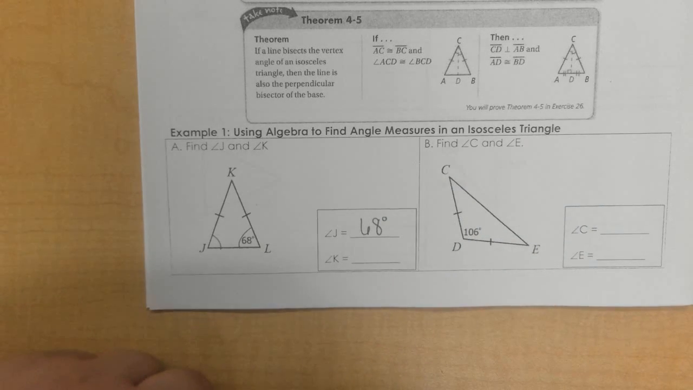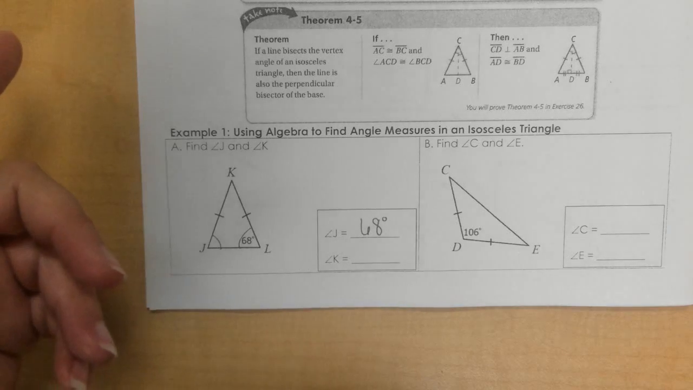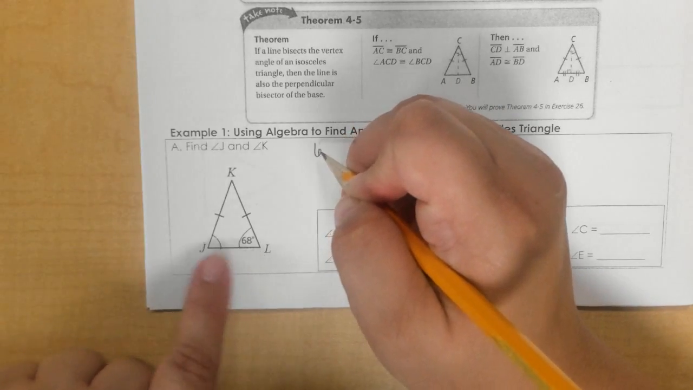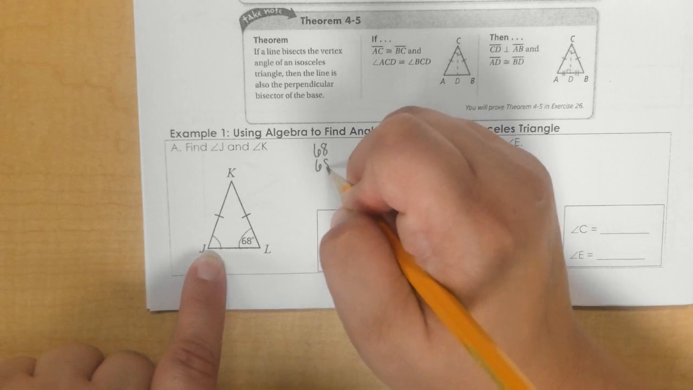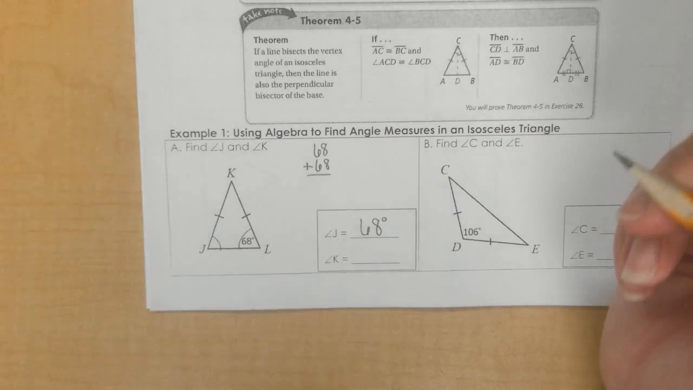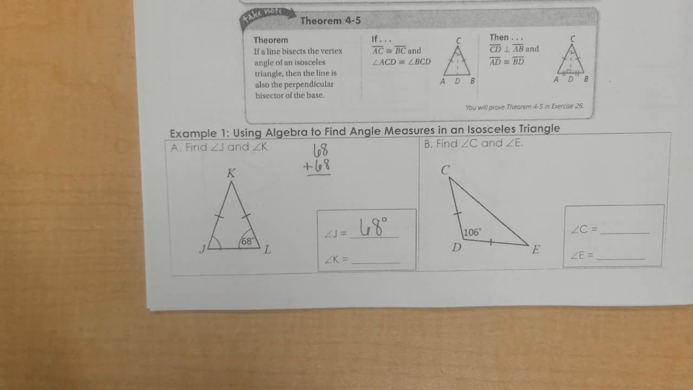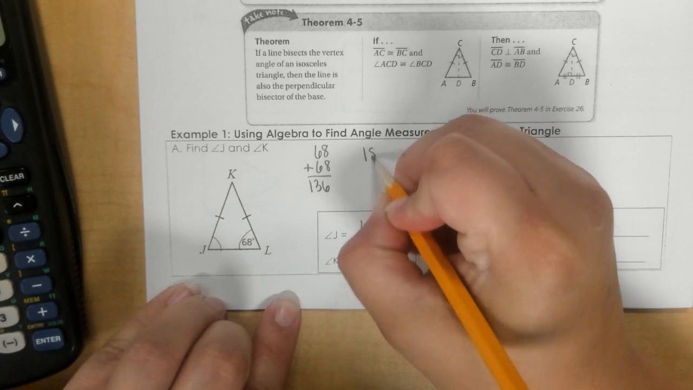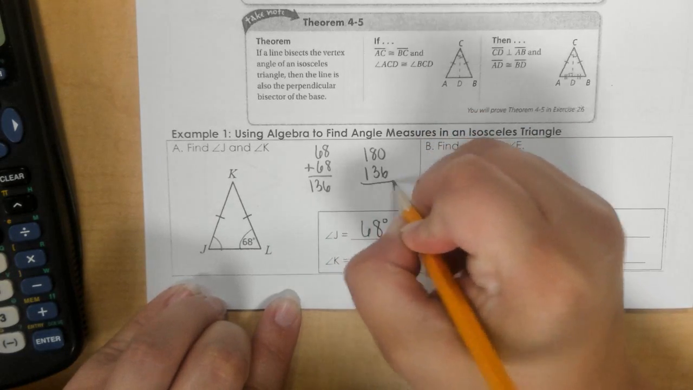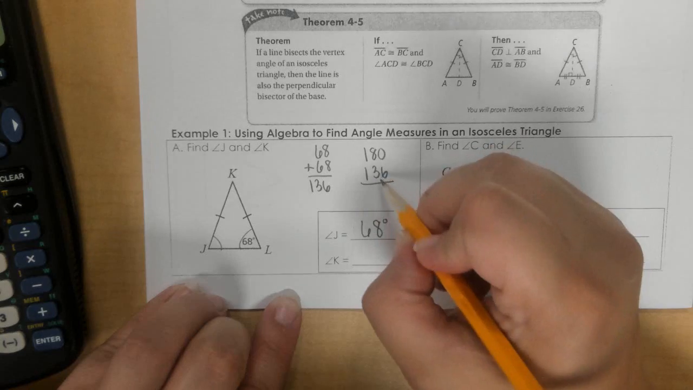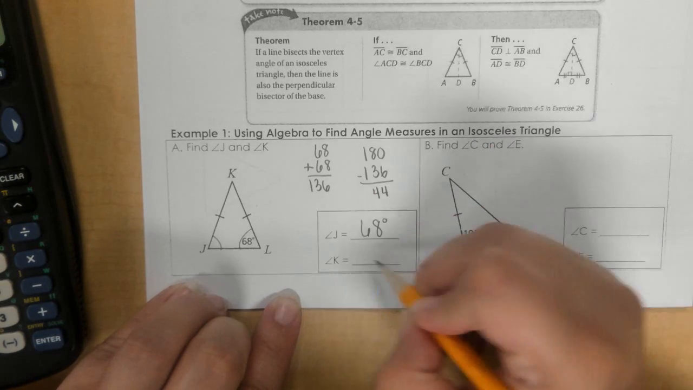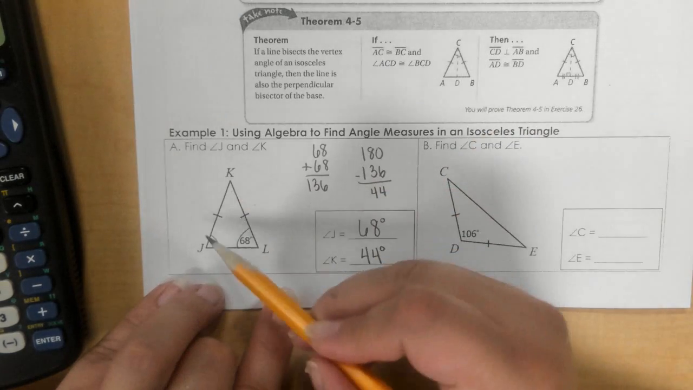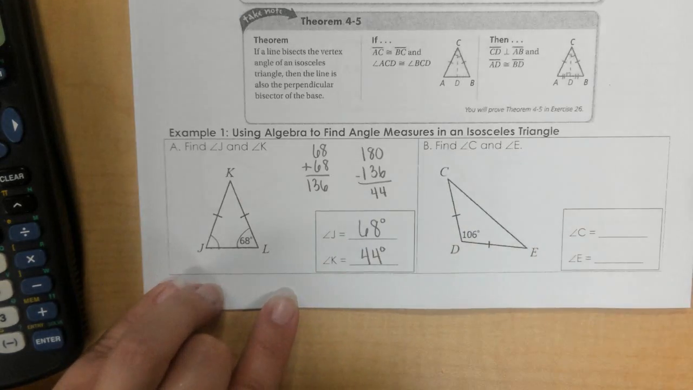Then in day 1, you learned that a triangle has a total of 180 degrees. So if I take my two 68-degree angles and add them together, we would get 136. If we subtract that from 180, we should get angle K, and if we subtract, we get 44. Okay, so K is 44, J is 68, which is the same as angle L.